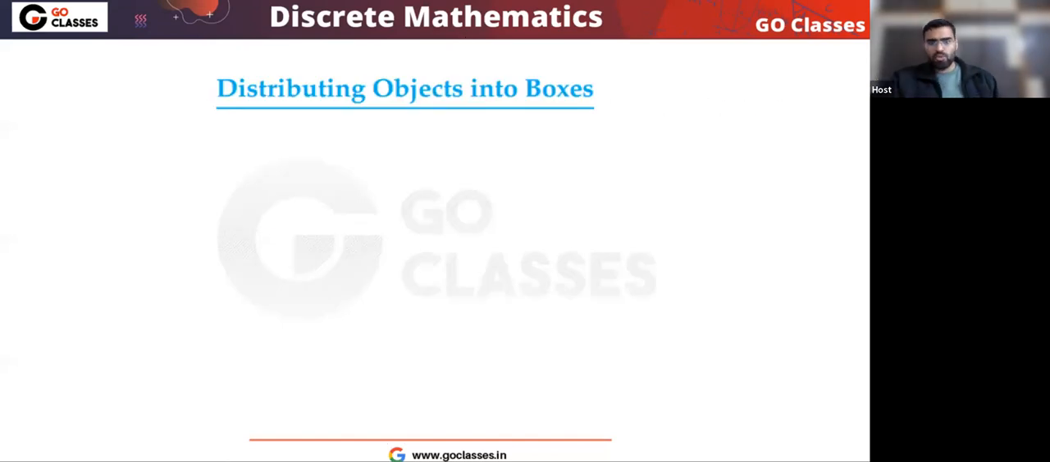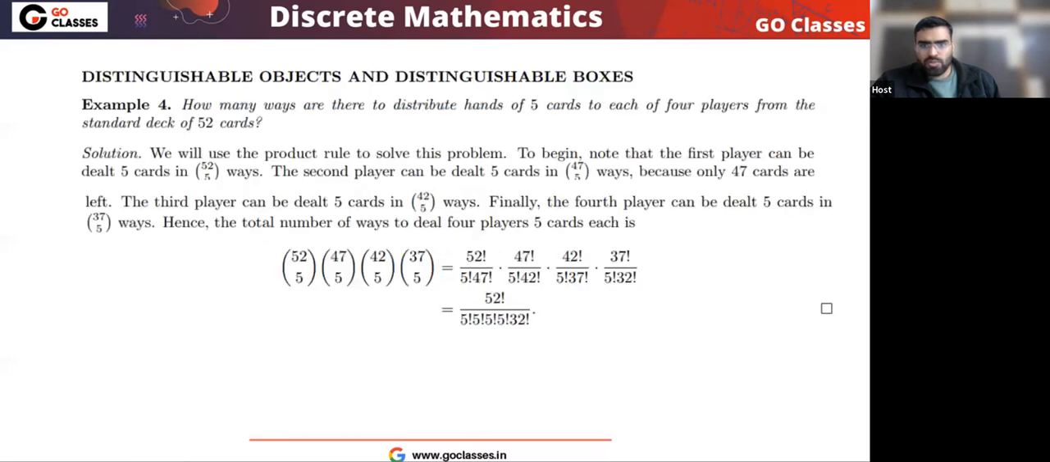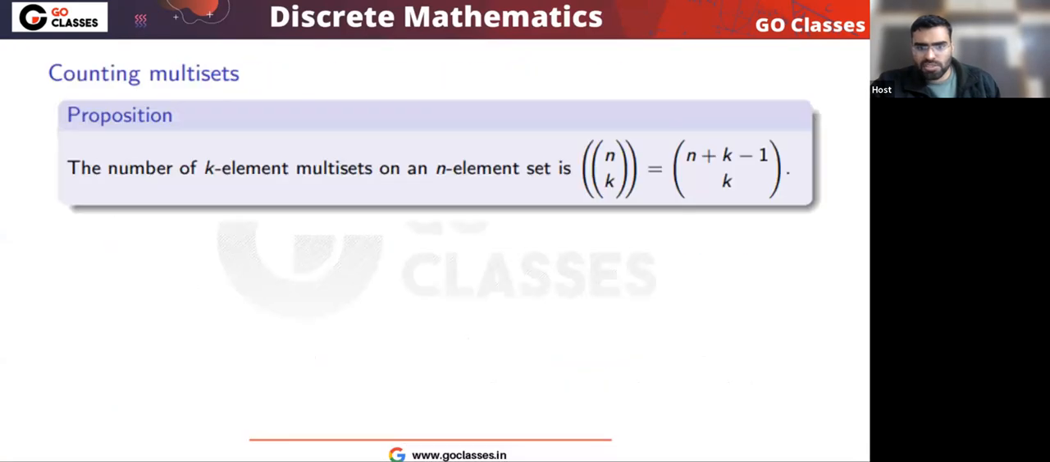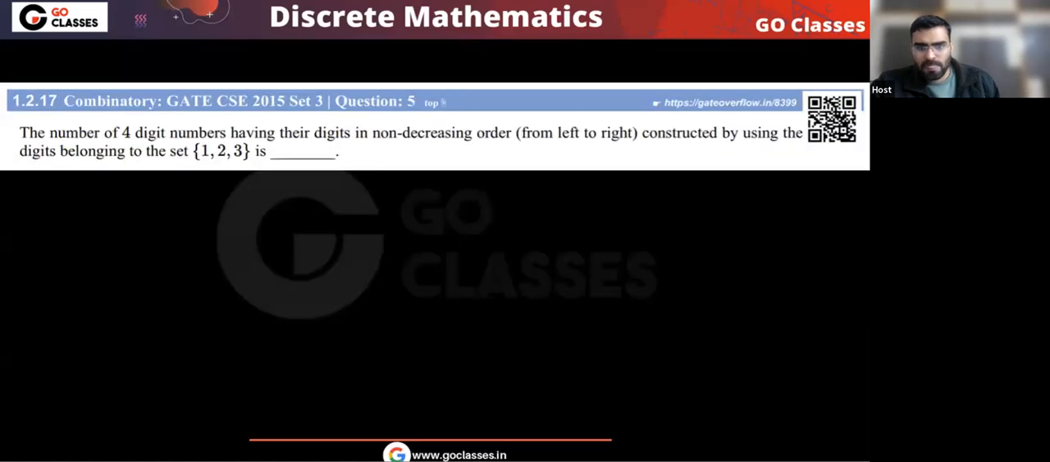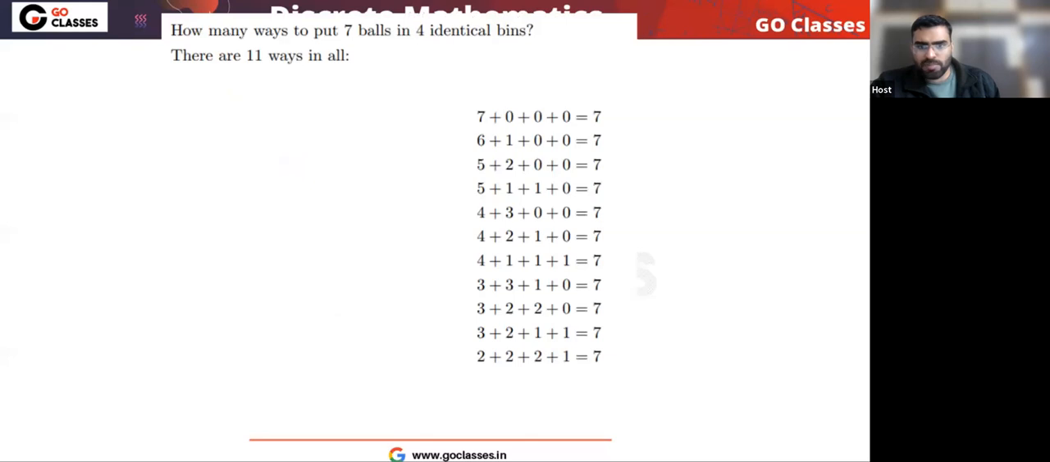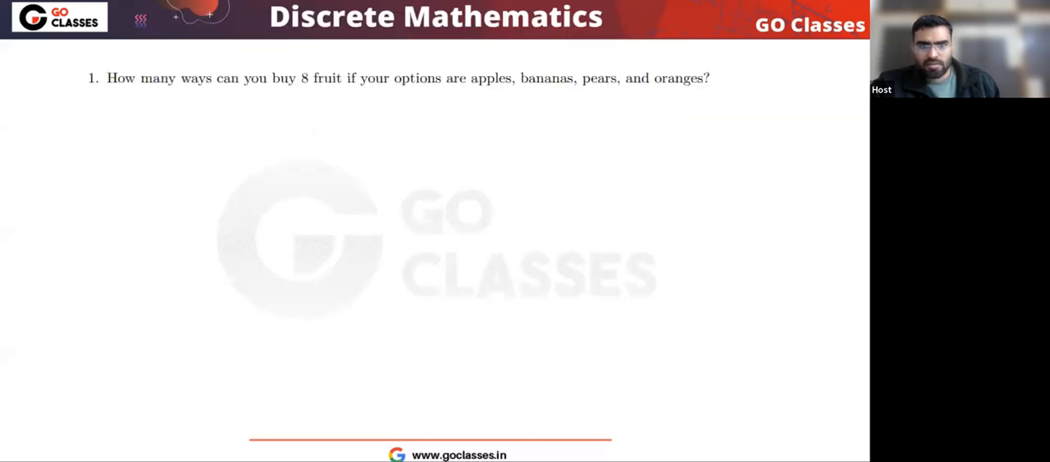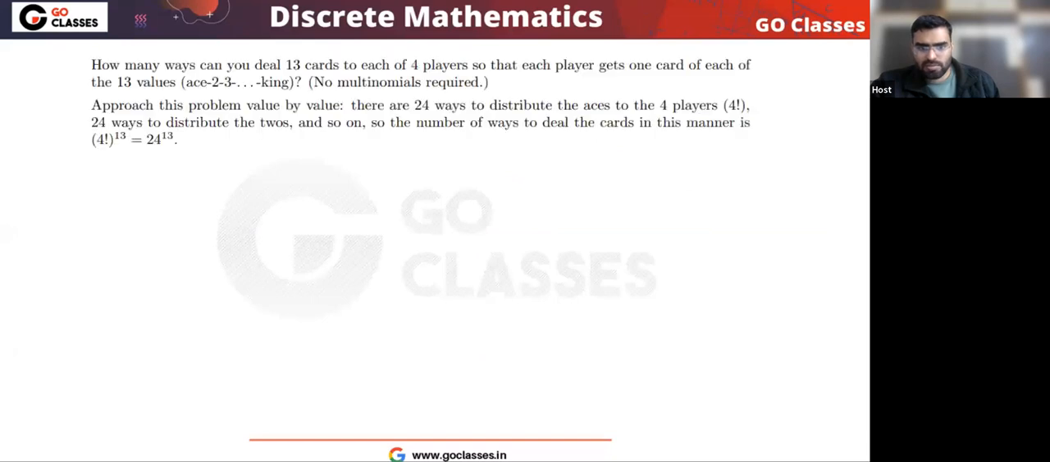Now this is distribution of objects into boxes, so maybe we can complete this tomorrow. Distributing objects into boxes, this remaining portion of combinatorics I will take tomorrow. But let me start set theory a little bit, because set theory is comparatively very easy. Maybe we can start tomorrow. So let's leave it here.